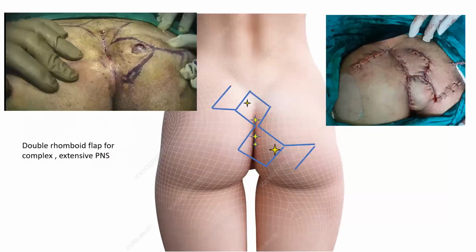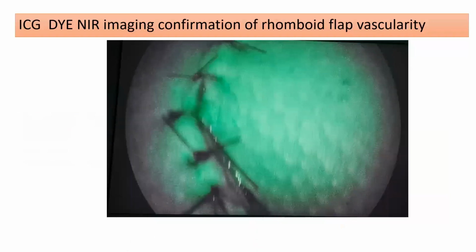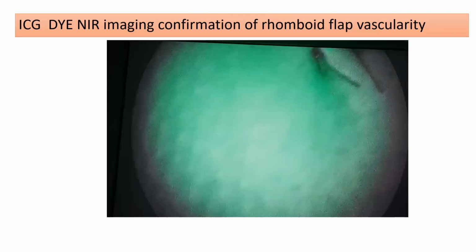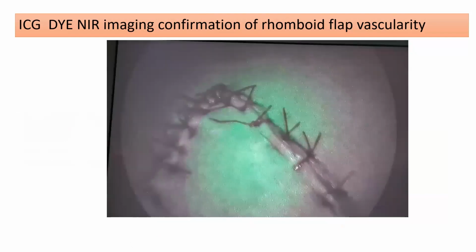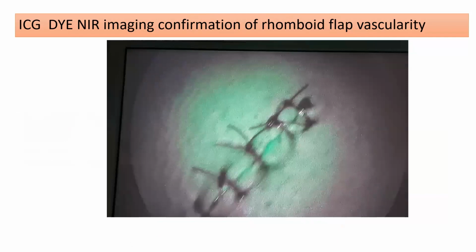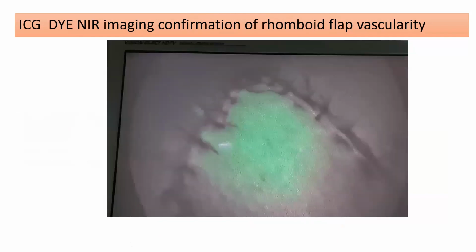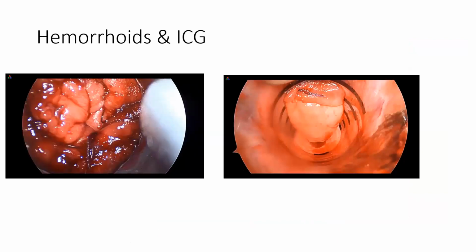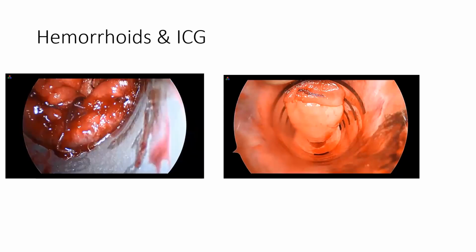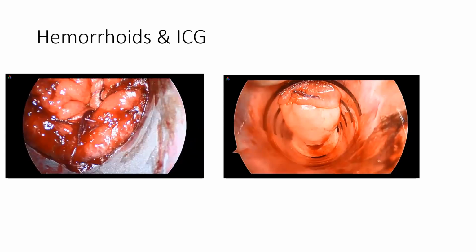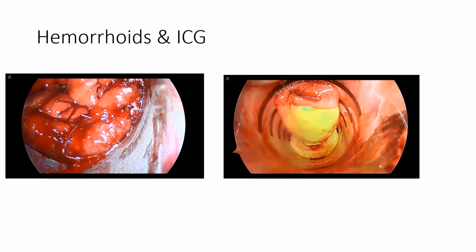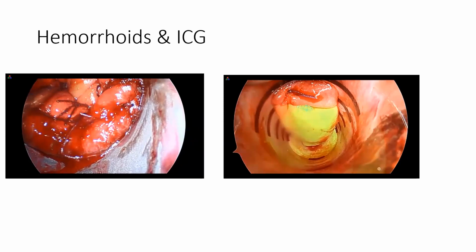Even in a rhomboid flap for pilonidal sinus surgery, we can do this. This is a very common complication while doing any flap surgery. Whether the edges have good vascularity or not, we can see that. Even in hemorrhoid surgery, for MIPH and other procedures, whether the distal part toward the anal part is completely devascularized or not, we can see it beautifully by the ICG technique.